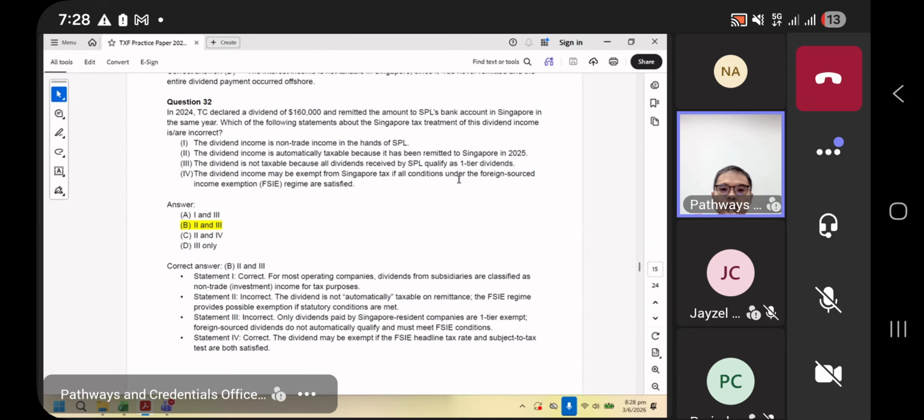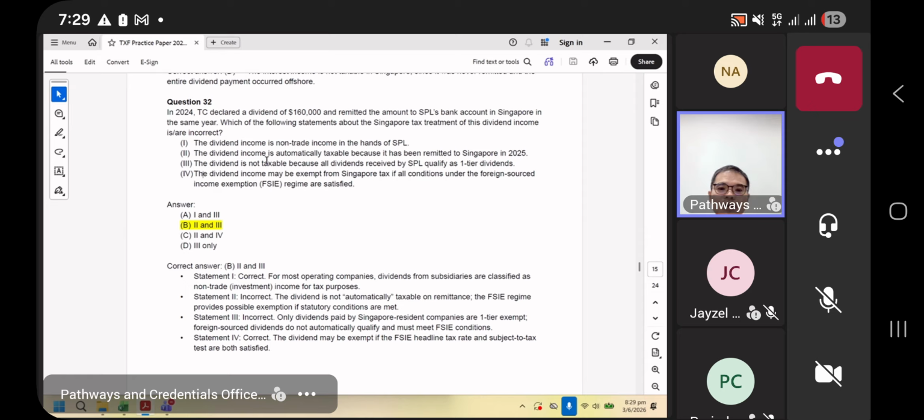Which of the following statements about the Singapore tax treatment of this dividends income is incorrect? Okay, it's asking you about incorrect. So the dividends is non-trade income in the hands of SPL, correct? This answer is correct because the company is not in the business of investing in shares. It is in the business of providing services. So dividends income is considered a non-trade income.